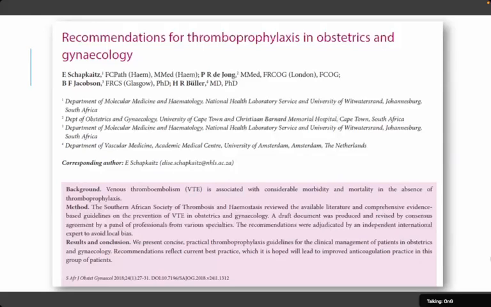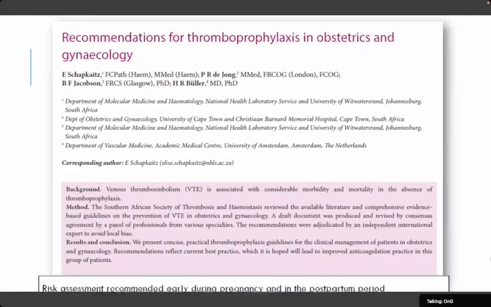And similar sentiments were also shared by local experts in 2018, who said there are several guidelines that propose risk assessment scores, but in the absence of randomized control trials, there's no evidence for complex clinical scoring systems. And the appropriate use of prophylaxis should depend on identifying patients who are at risk.